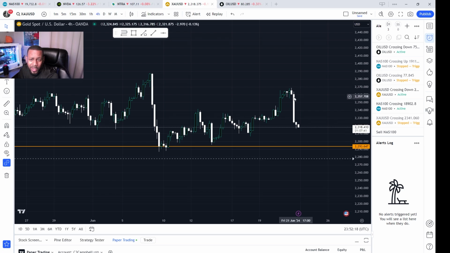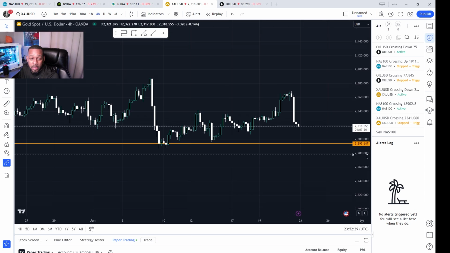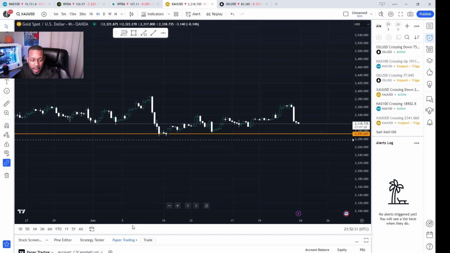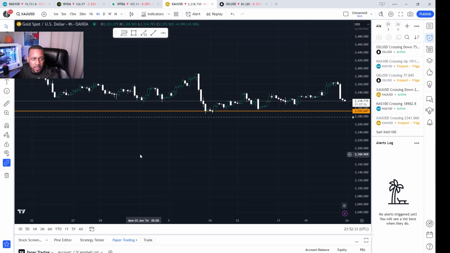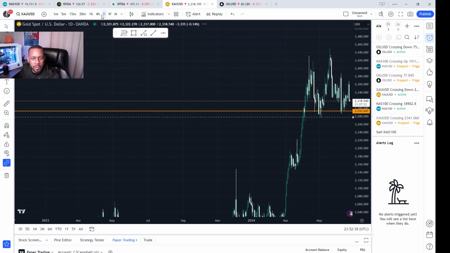Today's doing its thing. When this will clean up, it might clean up overnight, so just keep your eye on it. Again, I'll be looking for a close below 22.93 before I get a position. Then I know it's more than likely going to pull back and then take out that low that we were just looking at. It's on the daily.